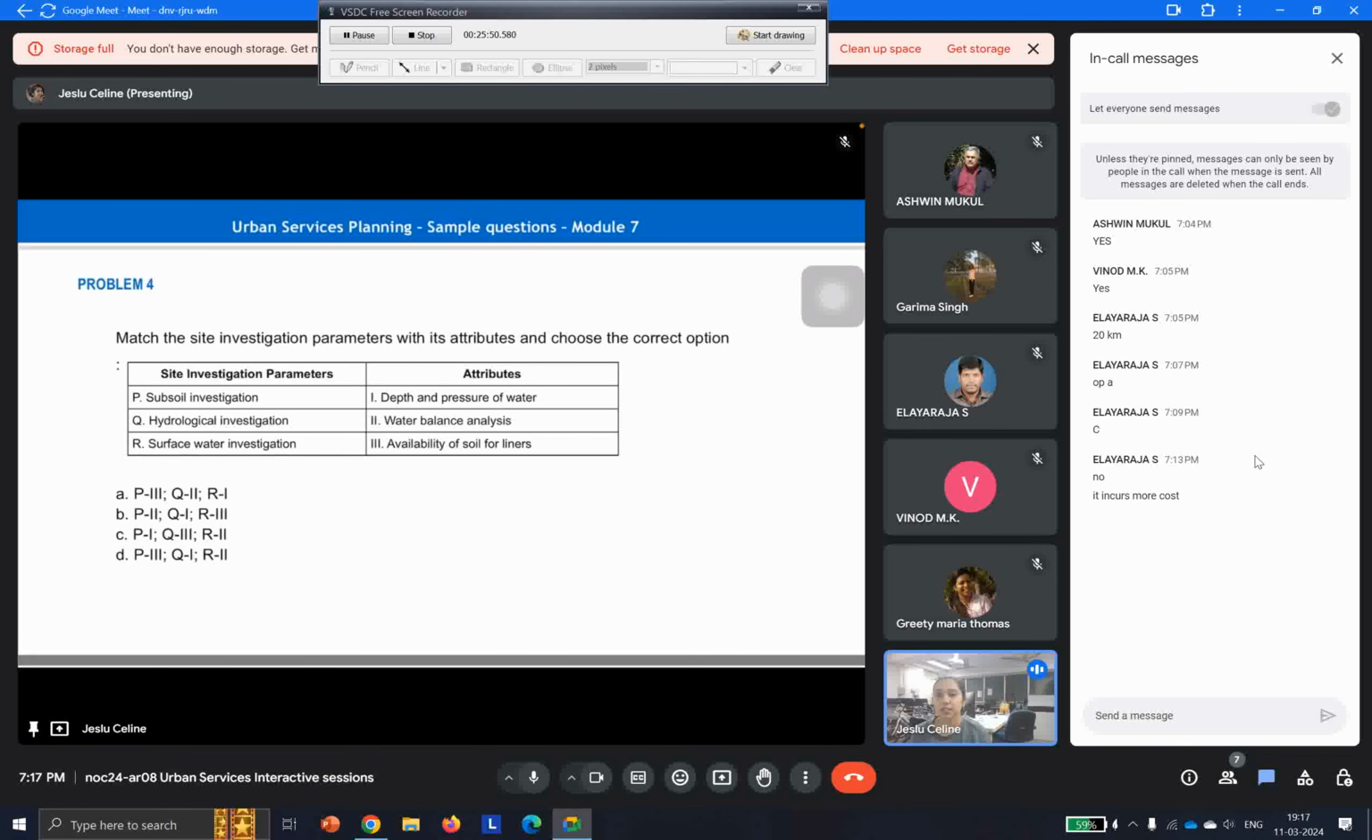Match the site investigation parameters with their attributes and choose the correct option. The investigation parameters given are subsoil investigation, hydrological investigation, and surface water investigation. And the attributes are depth and pressure of water, water balance analysis, and availability of soil for liners. So option one: subsoil investigation, which attribute does it match?